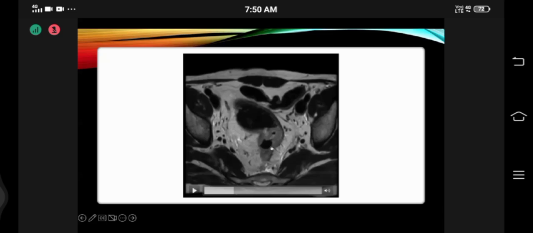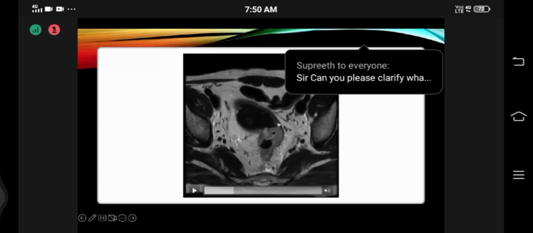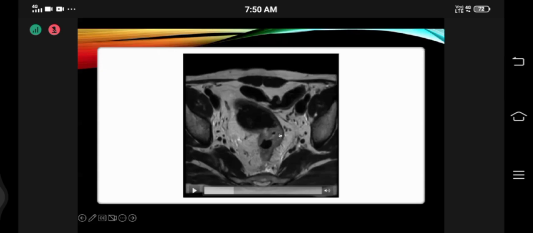And now you can see this is the intermediate signal intensity tumor. If you can appreciate, this black hypointense line is the muscularis propria of the rectum, and the tumor is intermediate to this one. So it is hypo compared to the adjacent fat and brighter as compared to the adjacent muscle. So that is why we call it intermediate, gray between the black and white. So this is the intermediate intensity tumor, which is involving the muscularis layer, and this is the mesorectal fat.